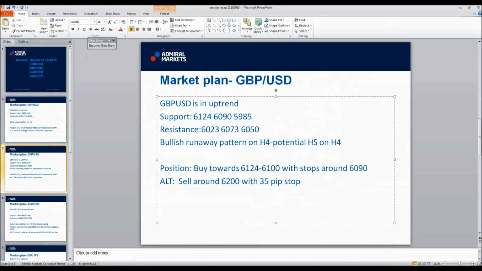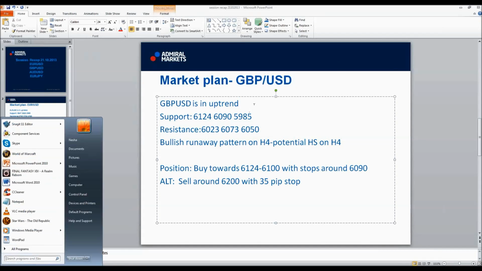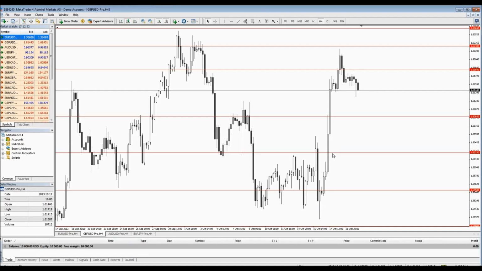I will make it like this. Support again, 60.90. Let's count it as a whole number. And 60.23, which we won't take into account now. We want to see 59.85 here. 60.85. It's 60.85. I knew I had that level.